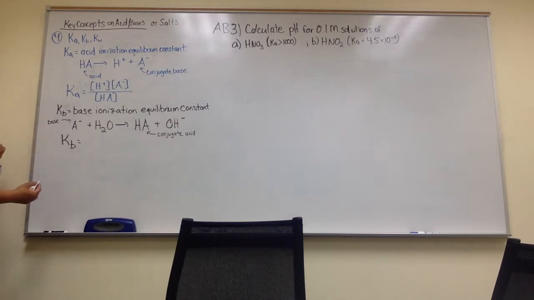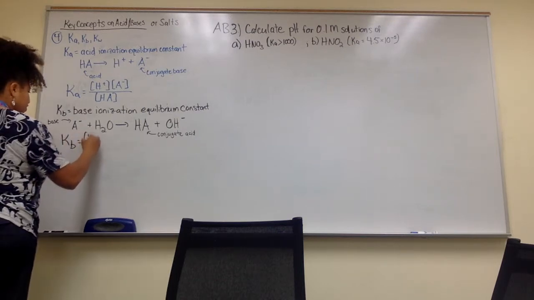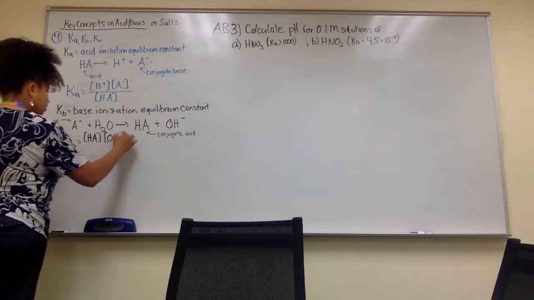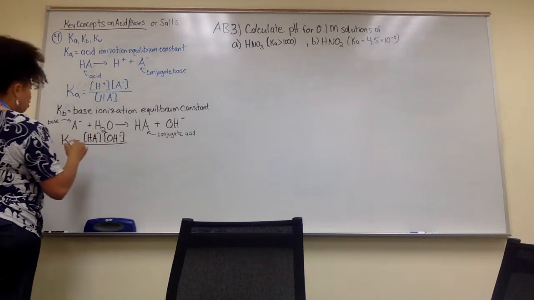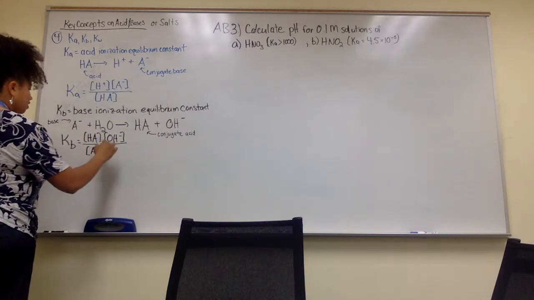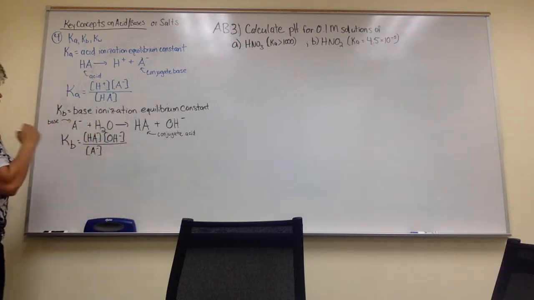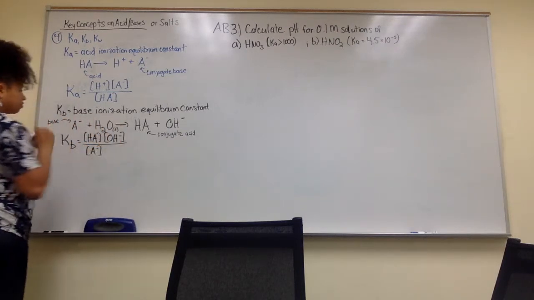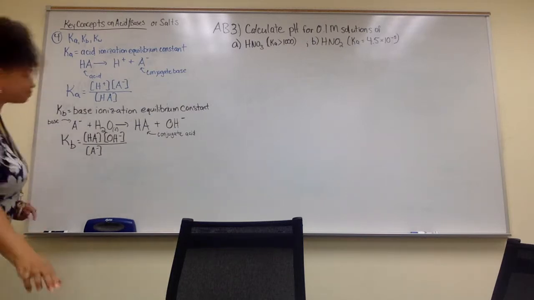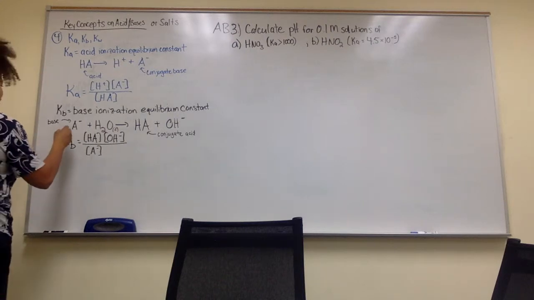So Kb, once again, products, HA times OH minus over A minus, the anion, and we know that water is a pure substance, we don't include it. So that's how we calculate Kb. Okay, so now since we have these two relationships, let's circle them so that we can remember.